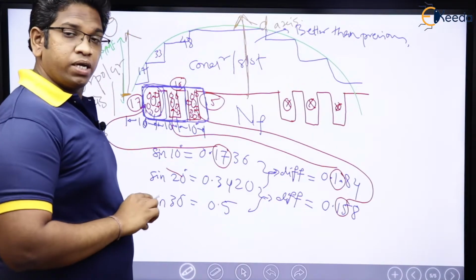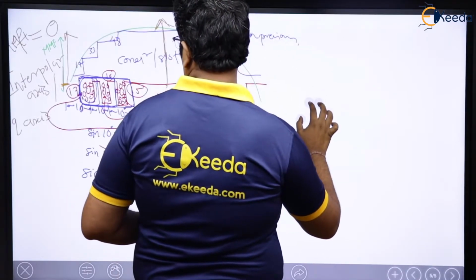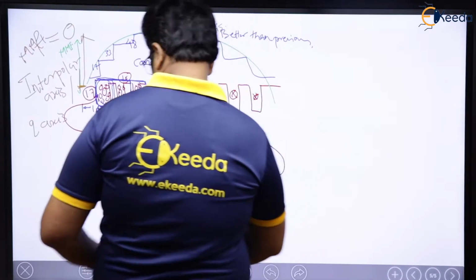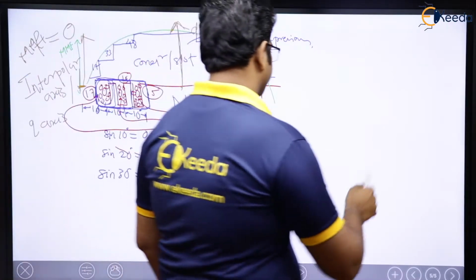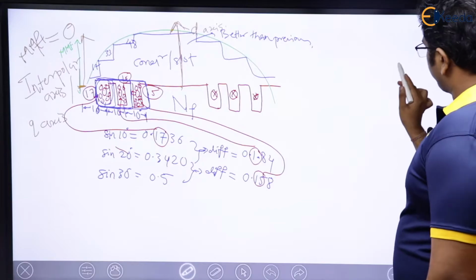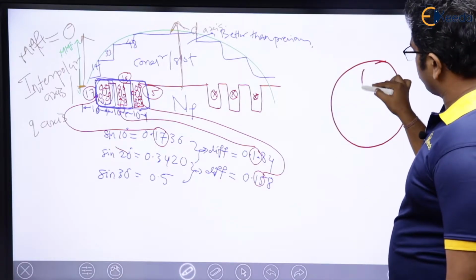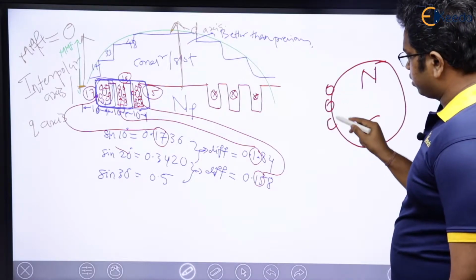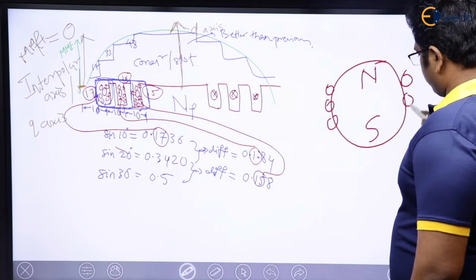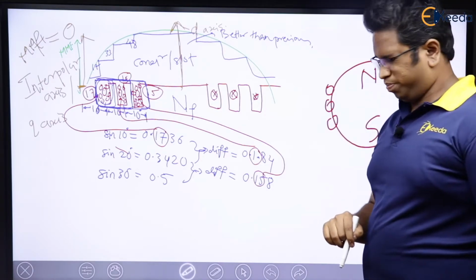Let us think of this in terms of a rotor. Let me have a rotor here like this. When I say that this is the north pole and this has become the south pole, there are some conductors here, three slots, and then north and south.